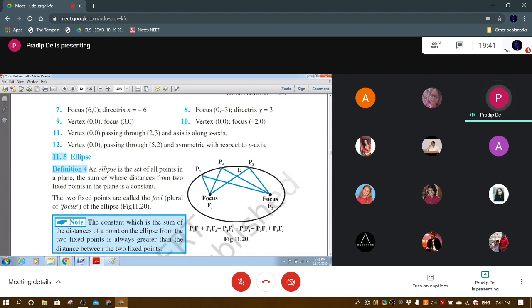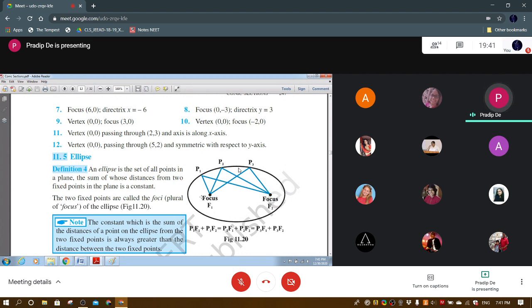So if you read this definition, an ellipse is a set of all points in the plane, the sum of whose distances from two fixed points in the plane is a constant. These 2 points, when the ellipse is traced out, will be the foci, or focus refers to this particular ellipse. So there are 2 foci. In case of parabola, we saw that there is only one focus and one directrix. But in ellipse, there are 2 foci, F1 and F2. Okay, they are fixed points.